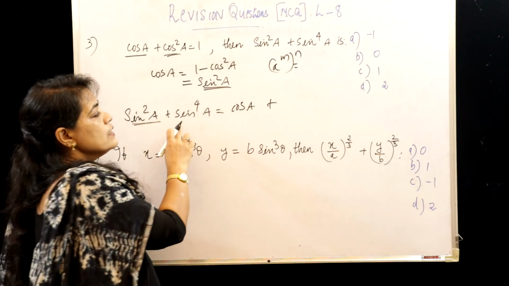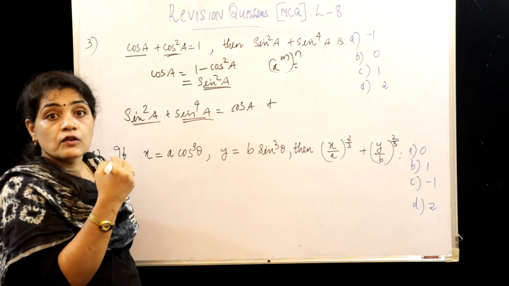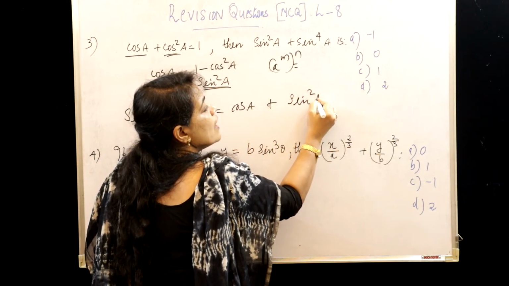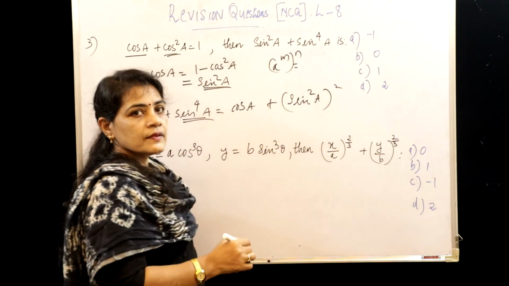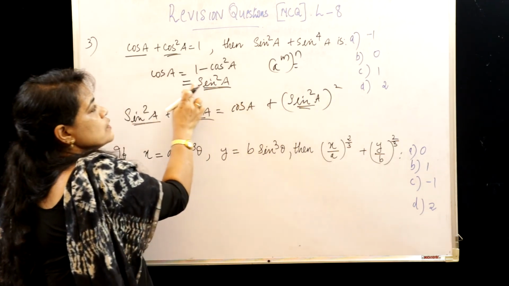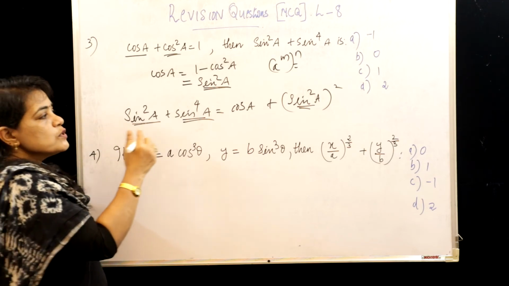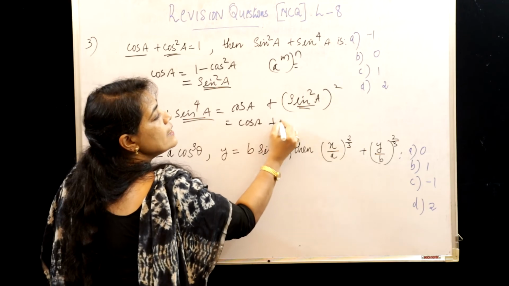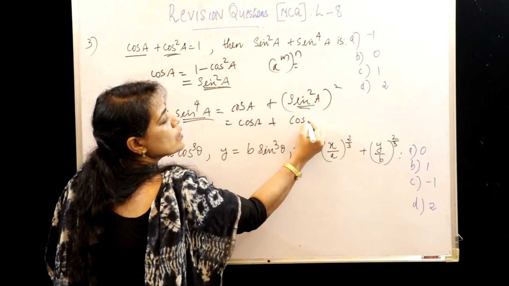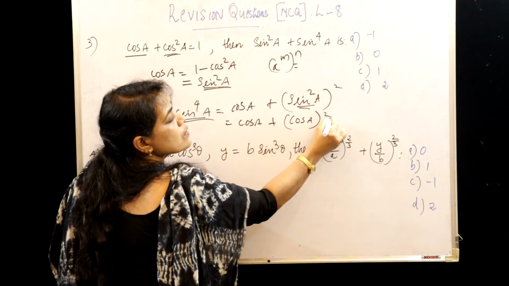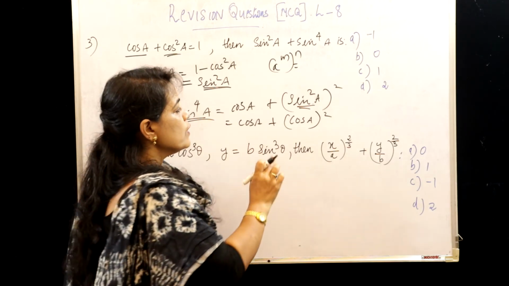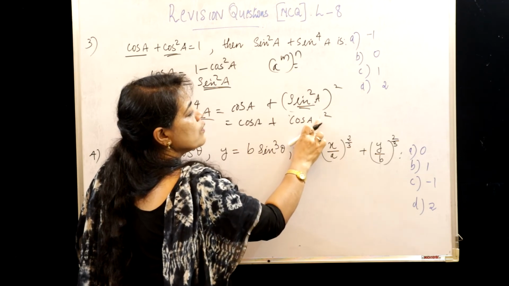So sin raised to 4 theta or sin raised to 4A can be written as sin square A whole square. And what is sin square A? We have seen that it is cos A. So here cos A, no change, we already substituted, and sin square A is again cos A, whole square. Cos A whole square is cos square A.